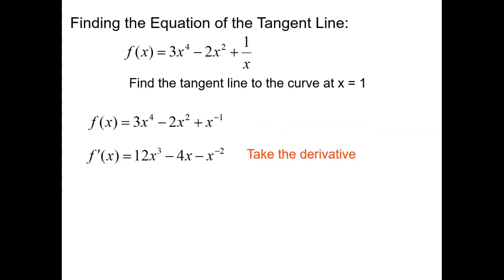Pretty easy here. We get 3x to the 3 times 4 is 12x to the third. 2 times 2 is negative 4x to the first, and then negative 1 times x to the negative 2.